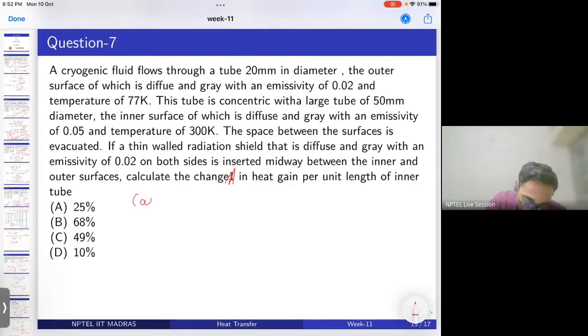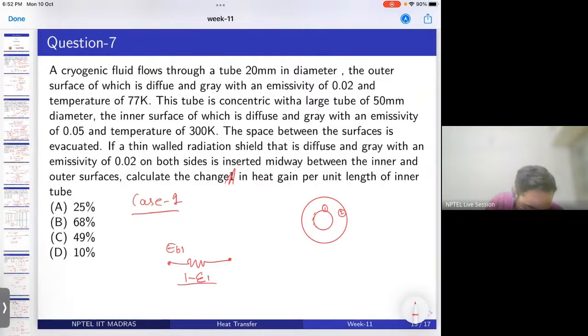So first we will consider case one. We have a small tube and a big tube. The outer surface of the small tube I'm taking as 1 and the big tube as 2. If I draw the radiation network, heat will be gained by surface 1 because it is at a low temperature. So Eb1, then epsilon 1 divided by epsilon 1 A1.